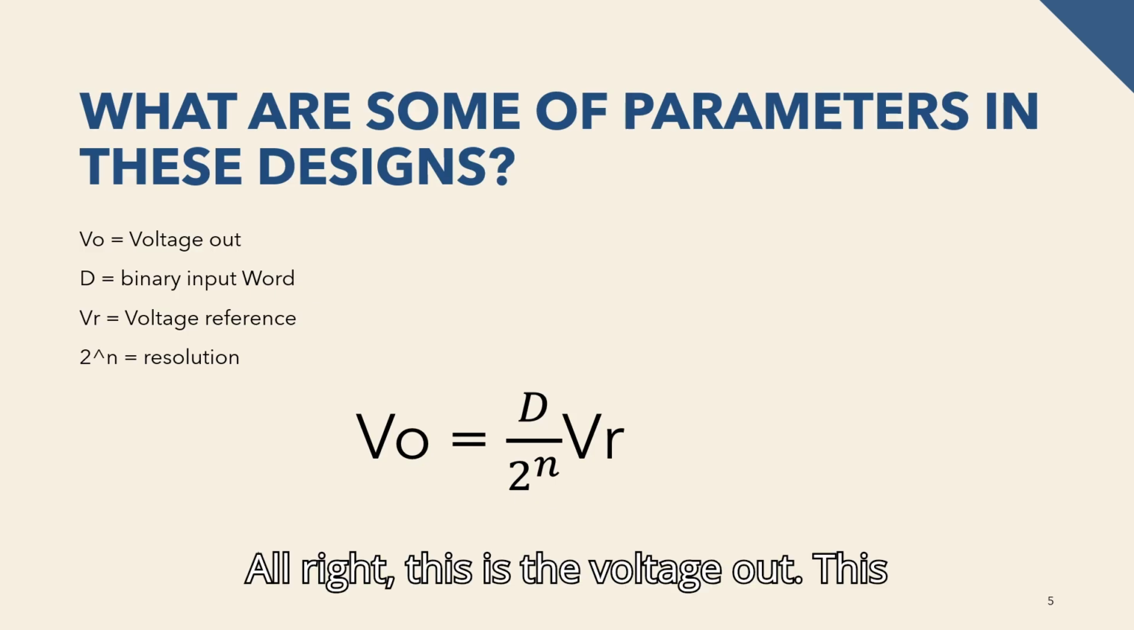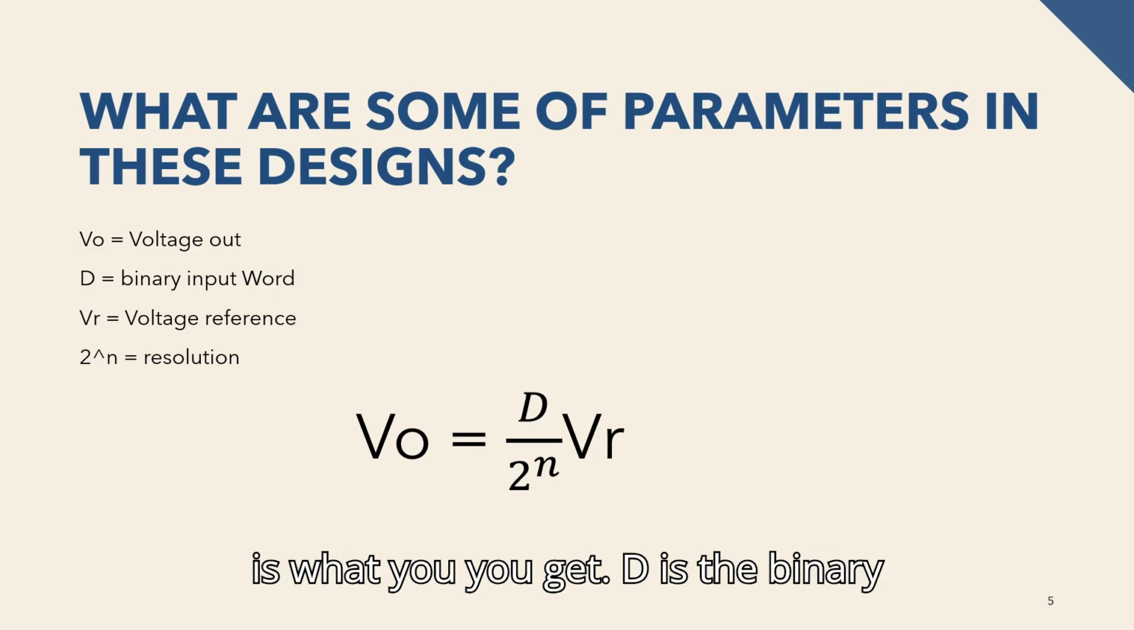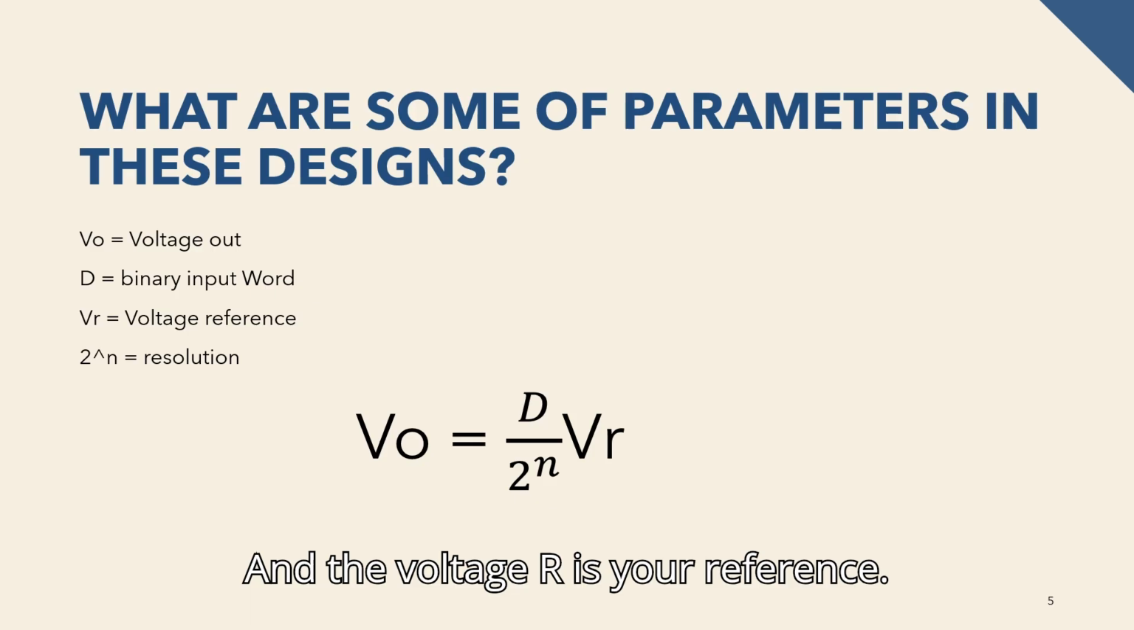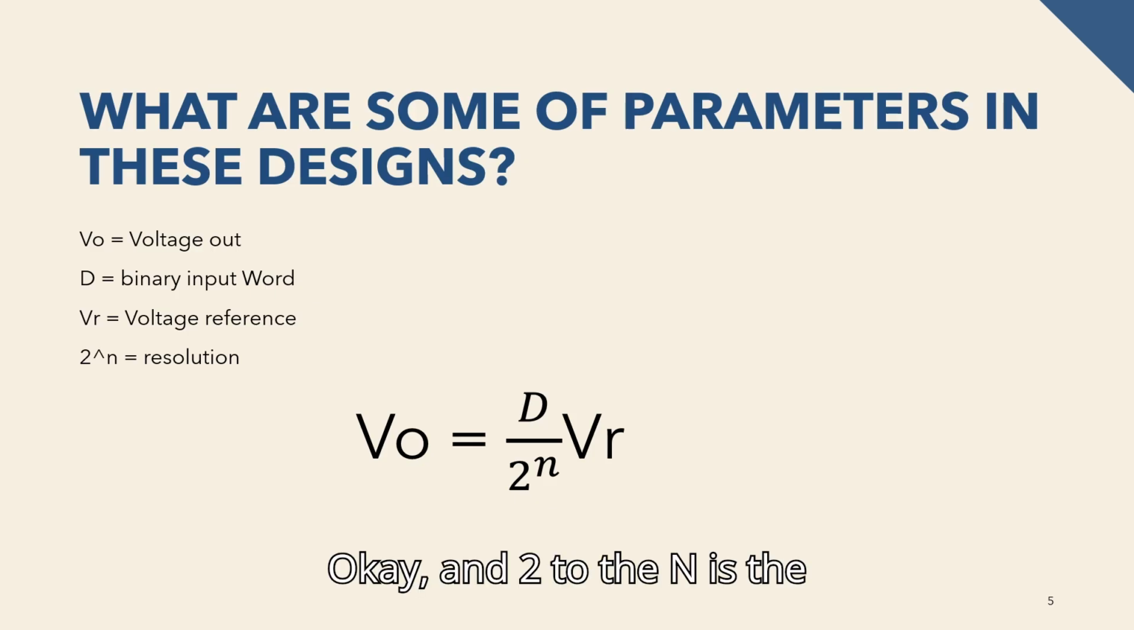All right. This is the voltage out. This is what you get. D is the binary word. The D can vary from 0x000 all the way to 0xFFF. Okay. And the voltage VR is your reference. Okay. And 2 to the N is the resolution.